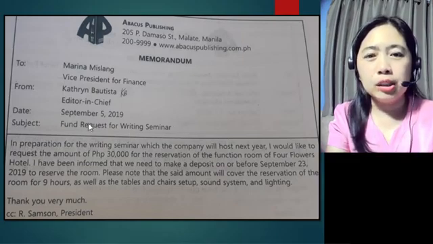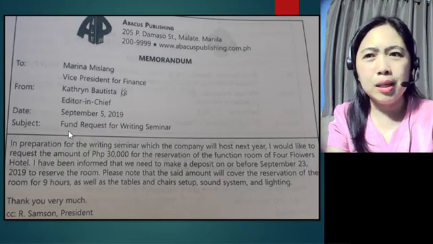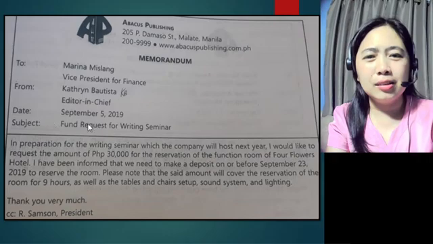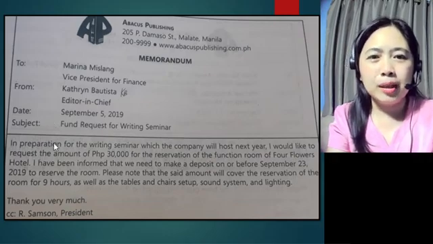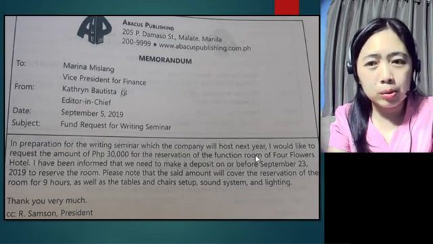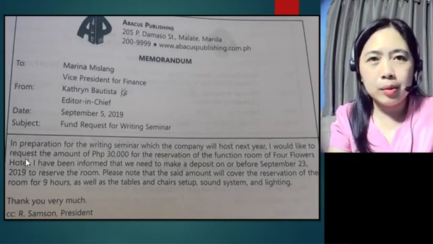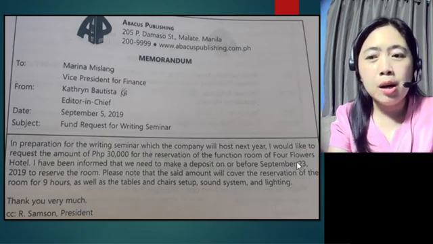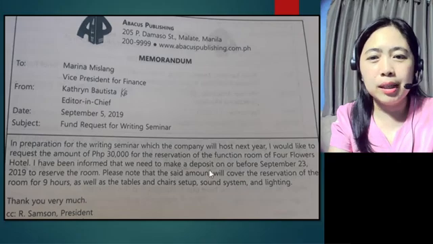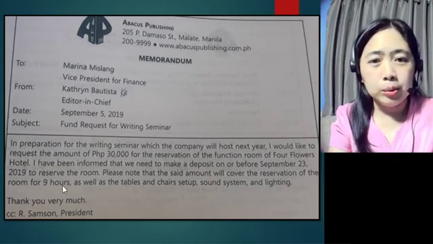So your subject must also be concise. It doesn't have to be a complete sentence or a statement. It's just a title here. In preparation for the writing seminar, which the company will host next year, I would like to request the amount of 30,000 for the reservation of the function room of Four Flowers Hotel. I have been informed that we need to make a deposit on or before September 23 to reserve the room.